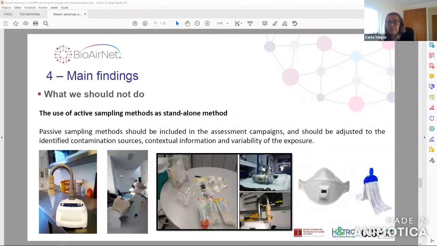So just to wrap up everything that I was talking about in the last minutes, we shouldn't use air sampling as a standalone method. Depending on the occupational environments, we can and should combine different environmental matrices. For instance, litter in the poultry, feed in the swine, mops in specific clinical environments. And we should adopt passive methods for the possible contamination sources present in the setting that we are assessing.